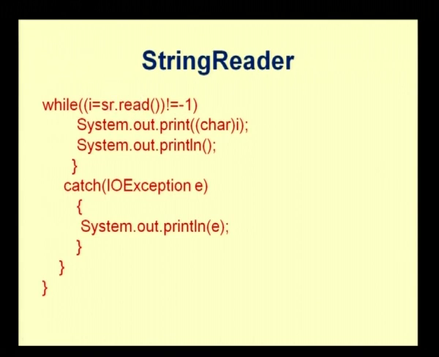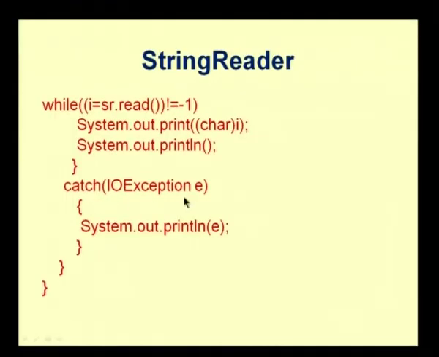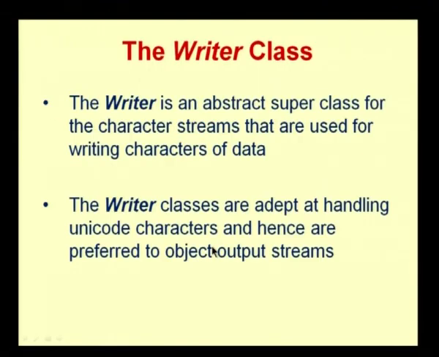Already, when we saw the byte array, we saw that a string is converted into bytes and then given to the byte array. Here the string is converted into characters with the help of the read method. Here I have caught the IOException and then I have printed the exception.